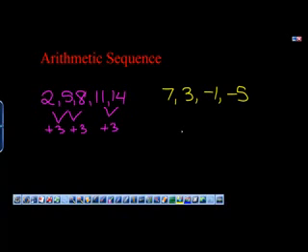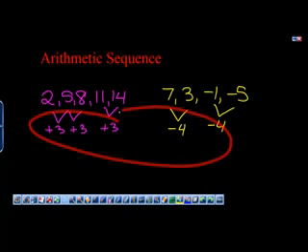Let's take a look at this sequence. What number needs to be added or subtracted to go from one term to the next? To go from 7 down to 3, we need to subtract 4. 3 down to -1, subtract 4, and -1 to -5, also subtract 4. These numbers we use to move from one term to the other, either adding or subtracting, is called the common difference.